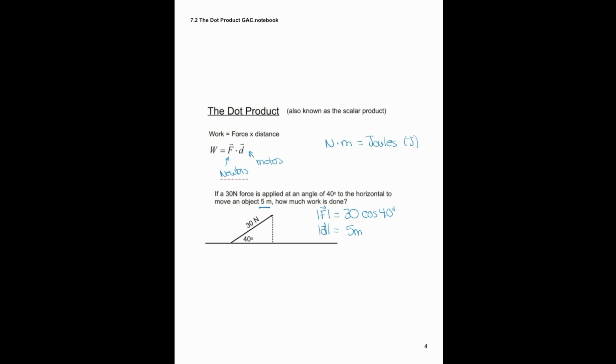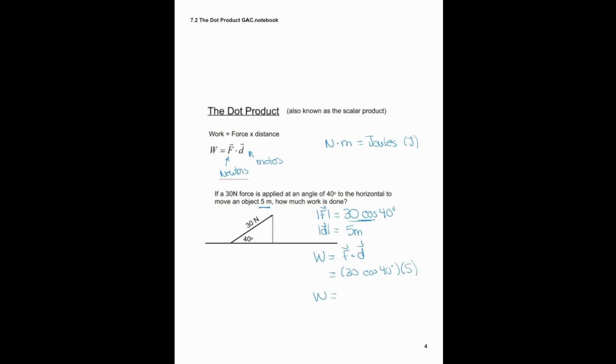So if we want to calculate how much work is being done, remember, it's the magnitude of the force times the magnitude of the displacement. I'm going to write that a little bit differently, more in terms of physics for right now, and then we'll look at why this works in a second. So work is equal to force times the displacement. Our force is 30 cos 40 degrees, times my displacement, which in this case is 5 meters.